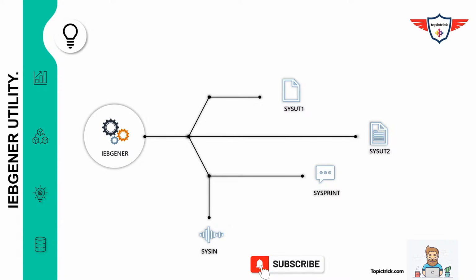The third one is SYSPRINT. It is an output message file, and the last one is SYSIN, and it is used to specify the control parameters. And if you do not want to use a control statement, the SYSIN DD statement is still required. So you must code it as a dummy dataset.